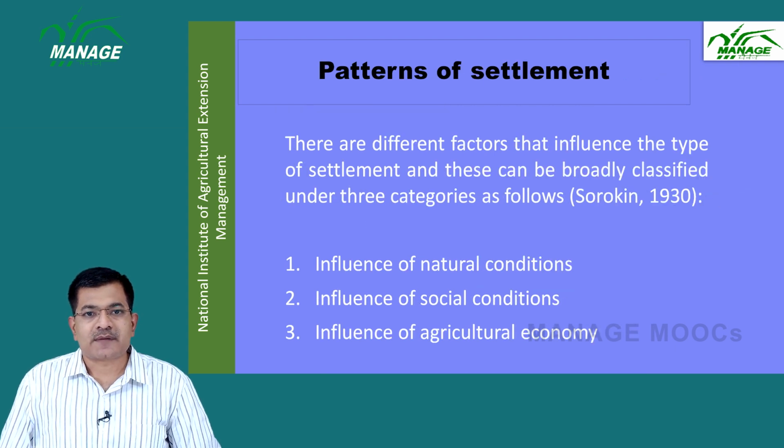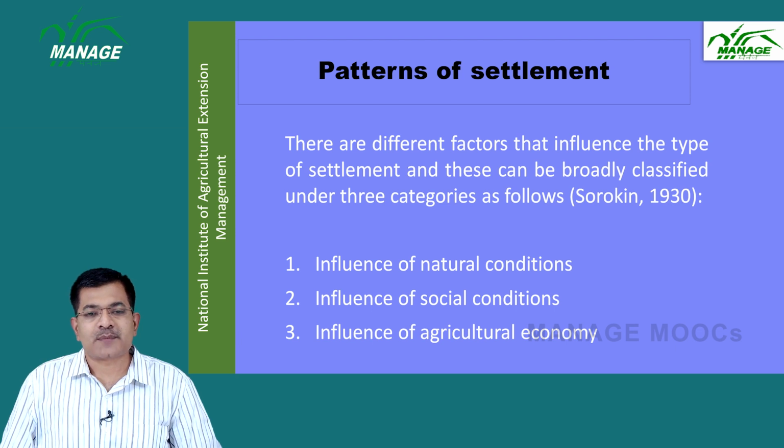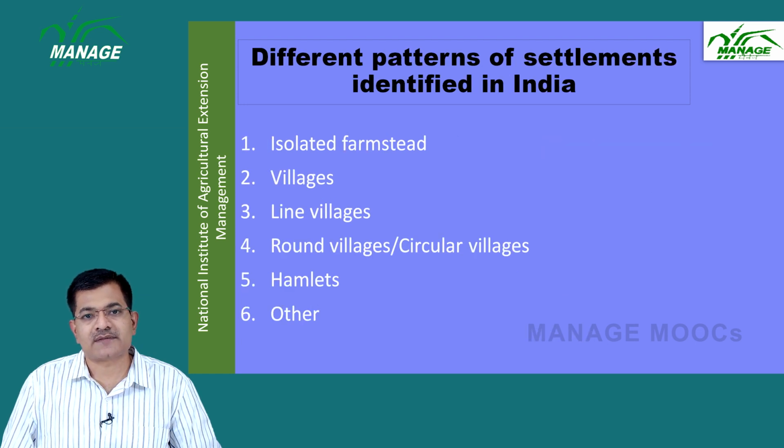Coming to the patterns of settlement, there are different factors that influence the type of settlement in any village. And as per Sorokin in 1930, the broad classification are on the basis of the influence of natural conditions or the influence of social conditions and the influence of agriculture economy. If you look at some of the different patterns existing in India as well as in several other countries, there are isolated farmsteads where the farmer will be at the center of his farm and the farms are spread and individual farmers, they stay in their farms. In the villages, the group of people, they stay in a closed locality in a group.